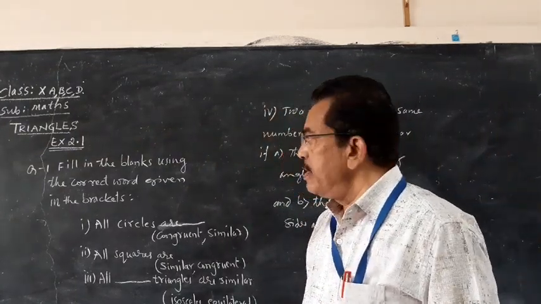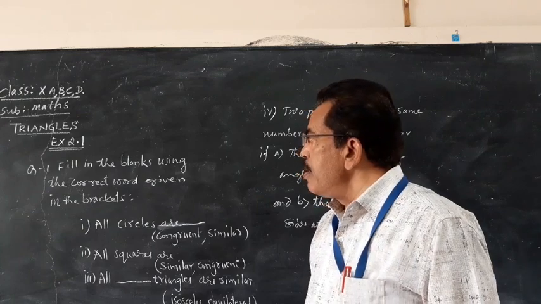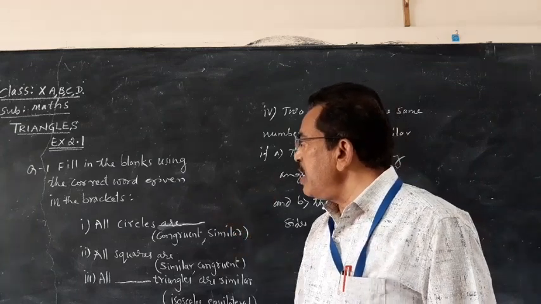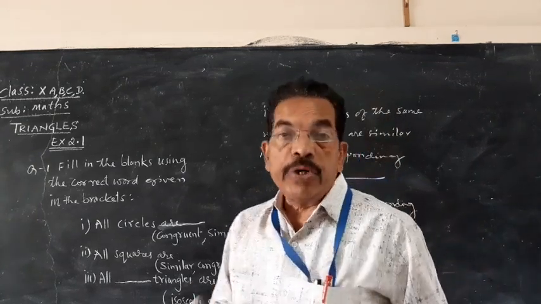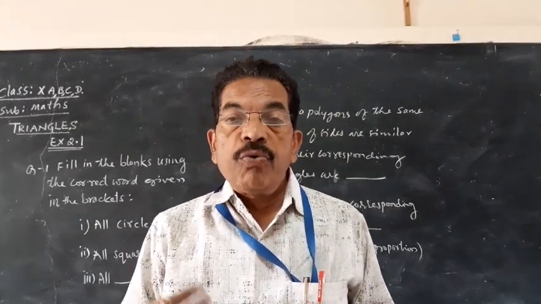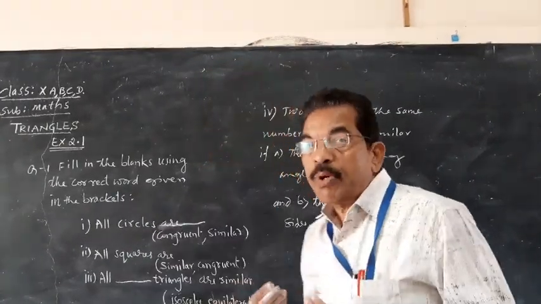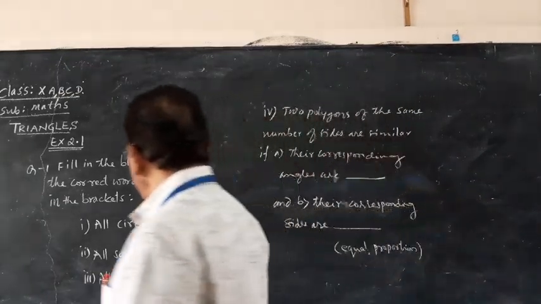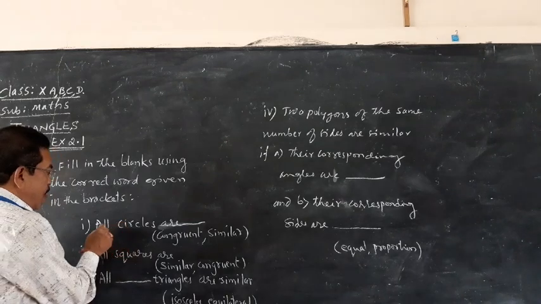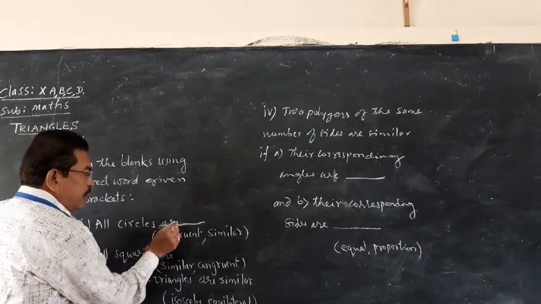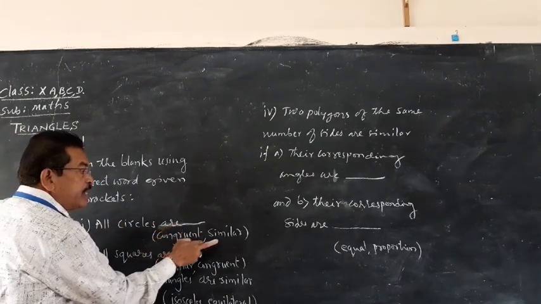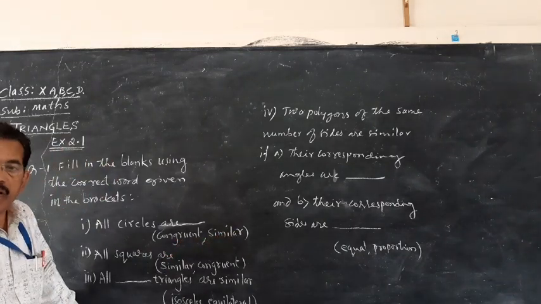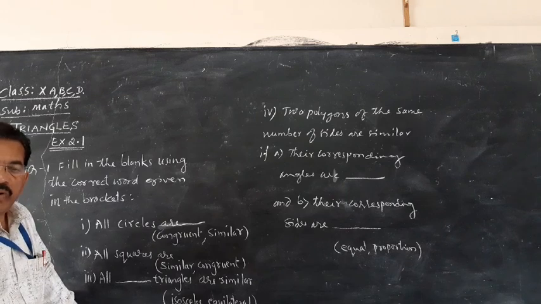First exercise, exercise 2.1: fill in the blanks using the word given in the brackets. They have given two words in the bracket. We have to insert the proper word so as to have the proper statement. All circles are, the words given are congruent, similar. We never find all circles congruent. There may be variation in the radii.